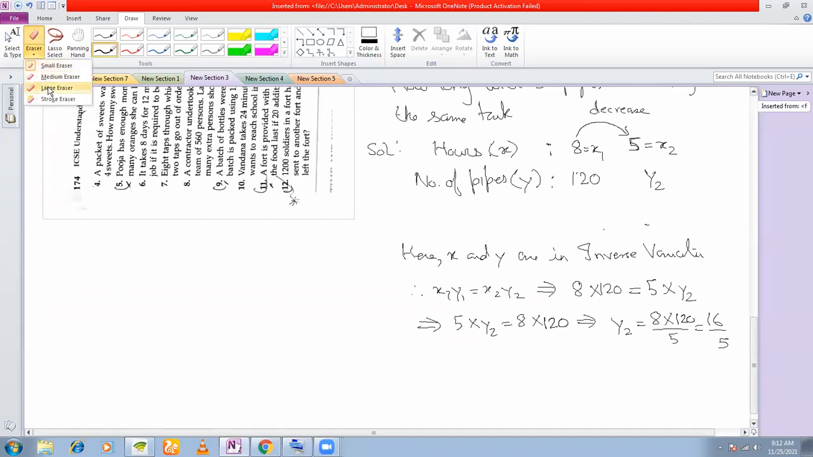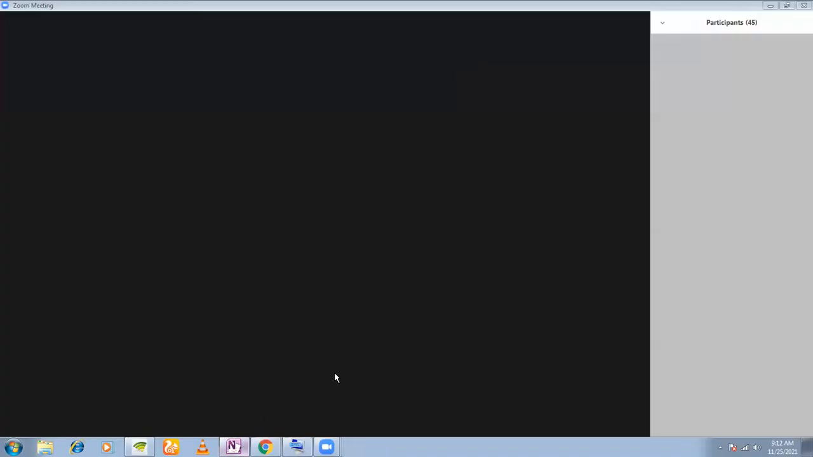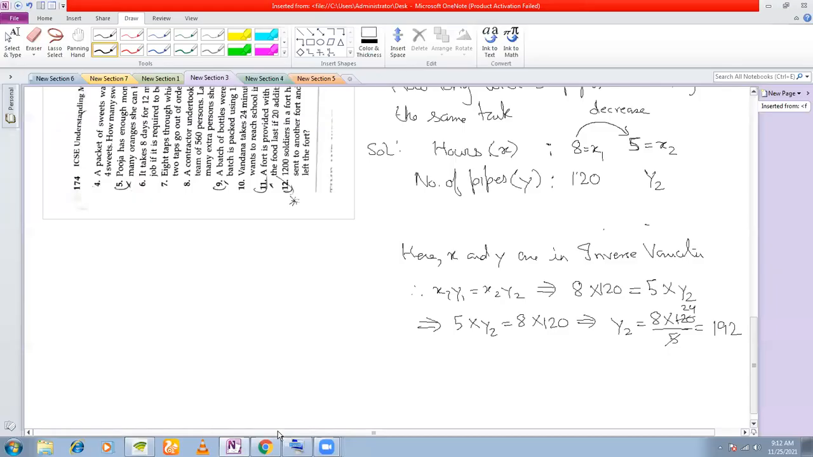Now you can cancel here. You can work with hours also, no problem. But the point here is that if you work in minutes, this 5 will cancel, so you will get 192. So in 8 hours, 120 pipes are required to fill. In 5 hours, you need more pipes. How many pipes do you need? You need 192 pipes.